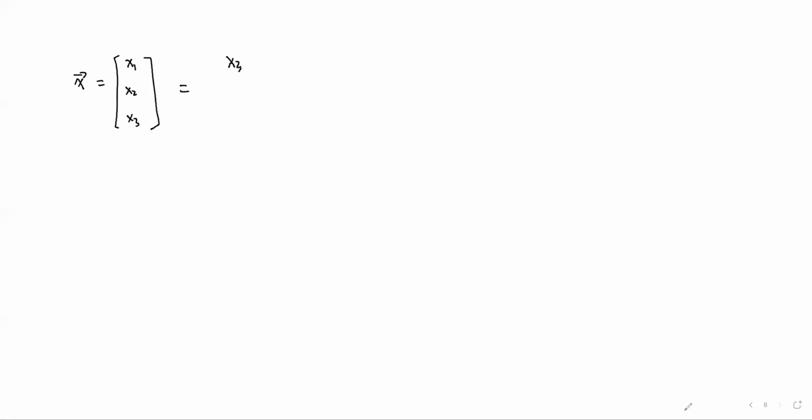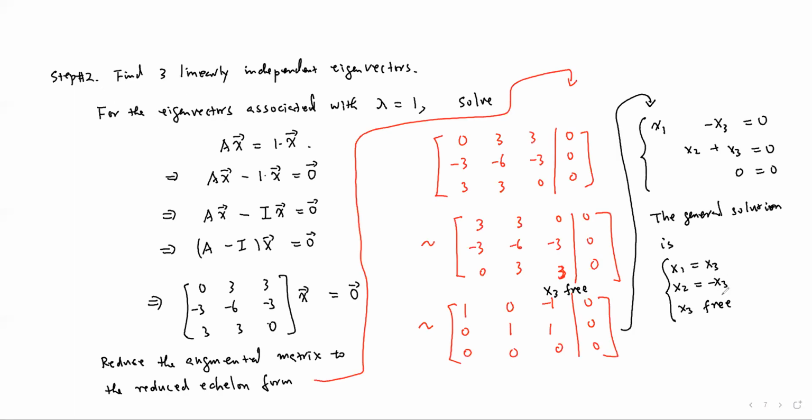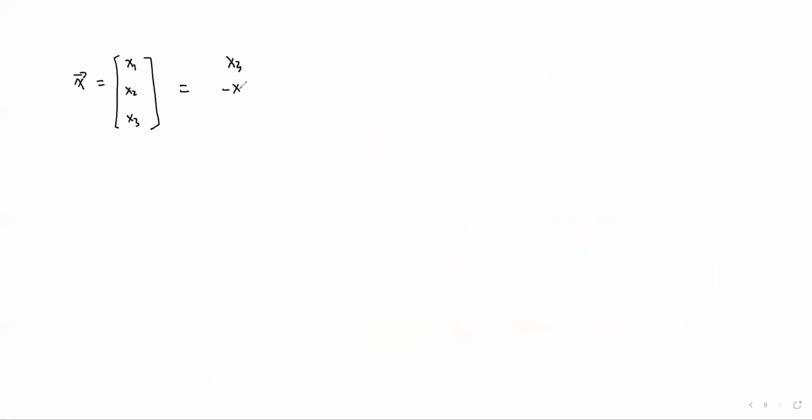Let me see x2. x2 is negative the free variable, negative x3. Now take out x3. Then we get 1, negative 1, 1. All the eigenvectors associated with the eigenvalue 1 are this, where x3 is arbitrary. So therefore, there are infinitely many eigenvectors corresponding to eigenvalue 1.